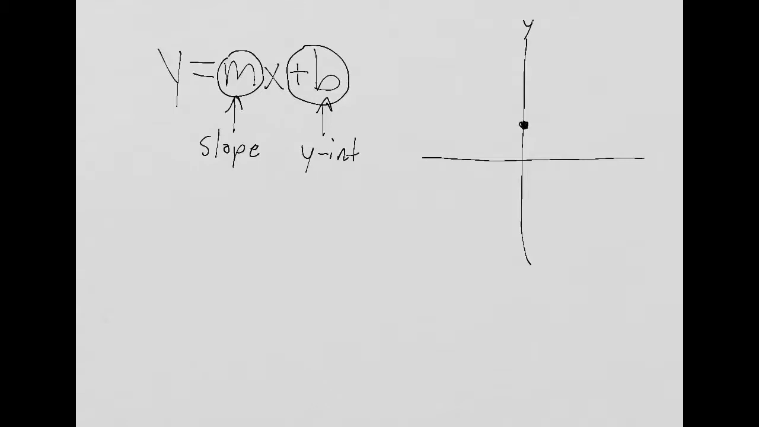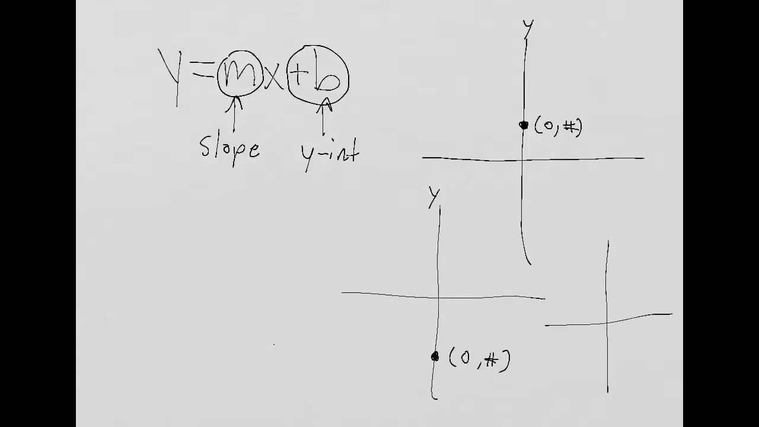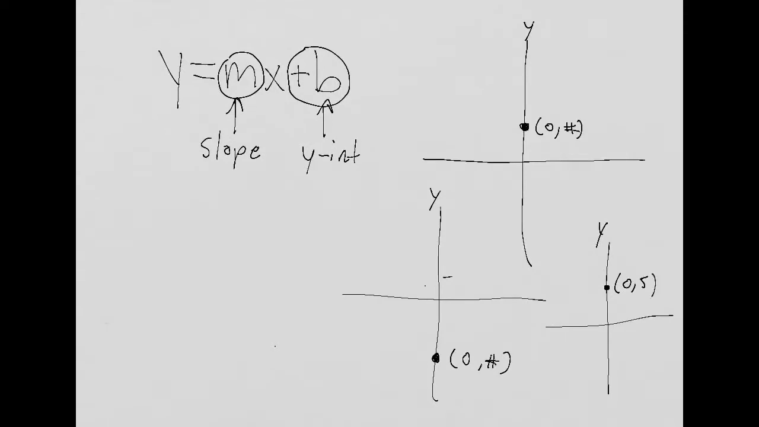So I want you to think about that point really quick. No matter where it is on the y-axis, the coordinate for that point will be 0, the number where that lands on the y-axis. So whether that number is (0, 2) or (0, -5), no matter what that number is, that point will lie on the y-axis if the x is 0, whatever that number happens to be.